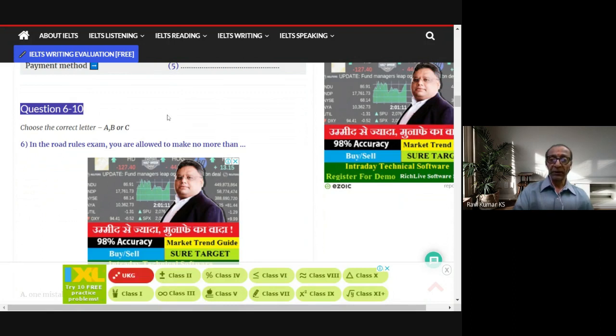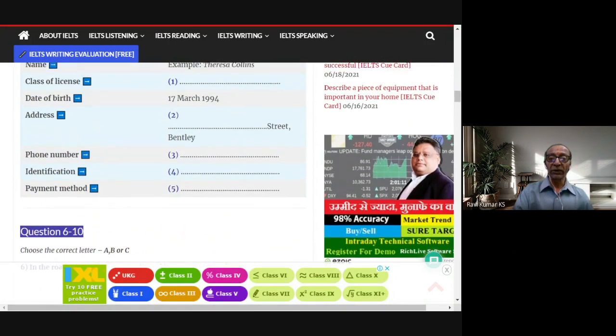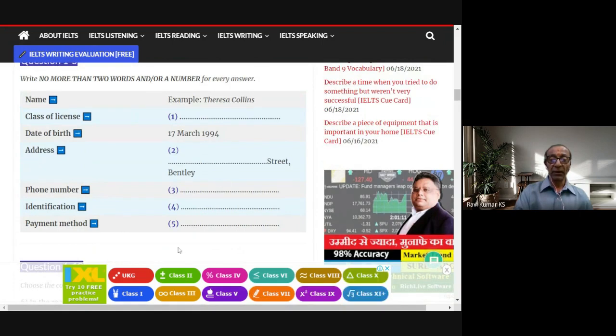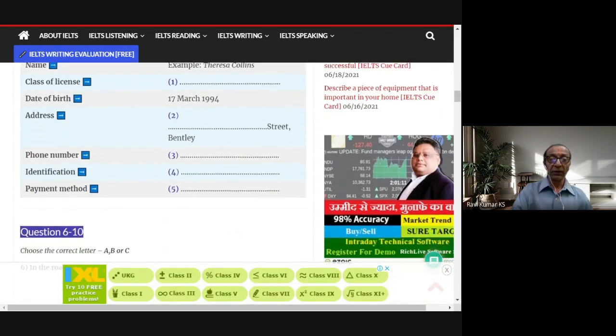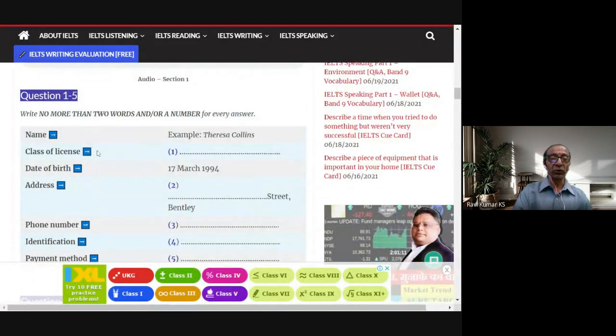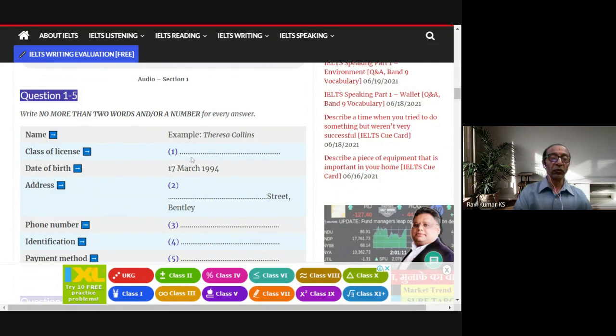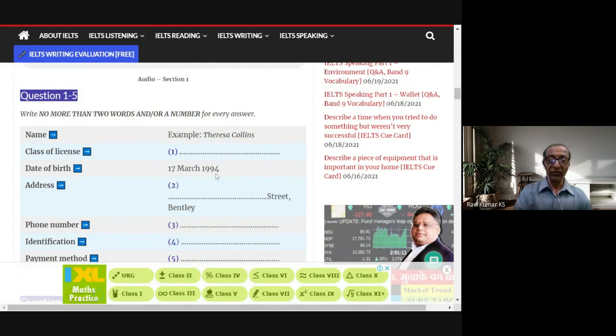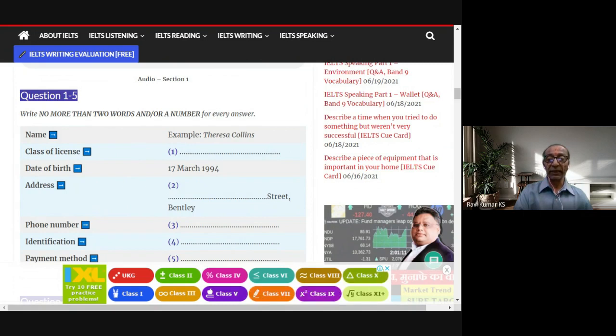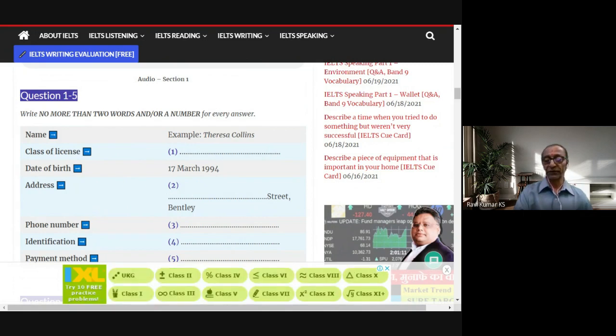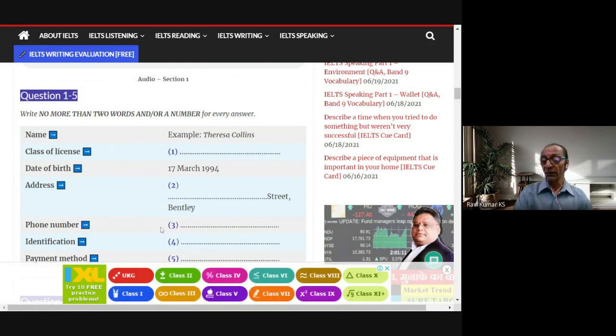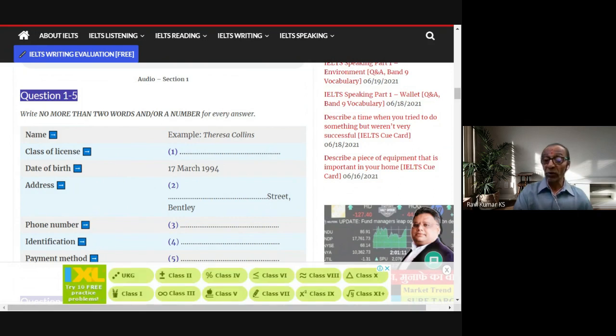You see, here you have to listen and note down the answers in words. For example, here the name, you should write the name. They have given an example, Teresa Collins, but to which class of license she applies, that you have to listen and write. Her date of birth is given. Then the second is the address. They will be giving the address, number so and so street, and Bentley. Then question number 3 asks for the phone number. So listen to it carefully and note down the phone number.